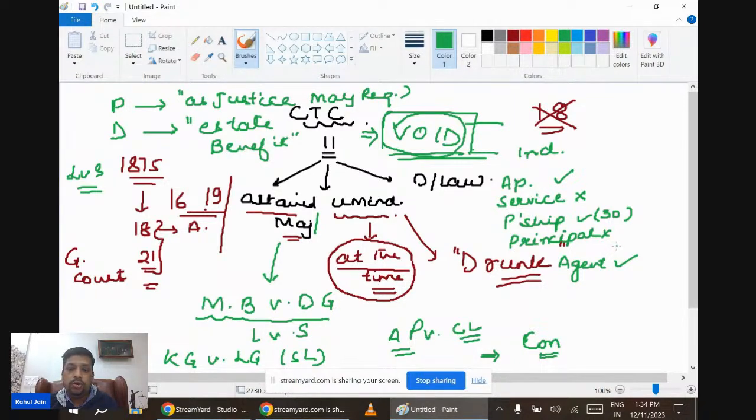Okay, understood. चलिए, anyone else in this topic on capacity to contract? Any doubts?